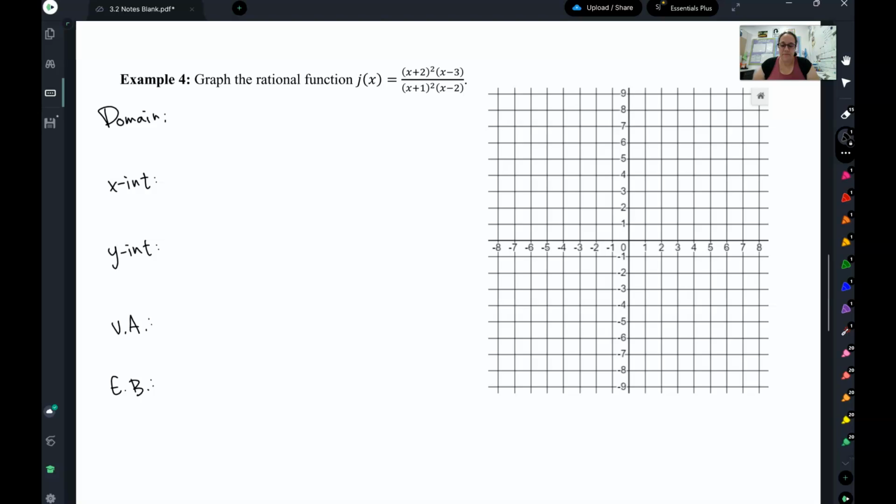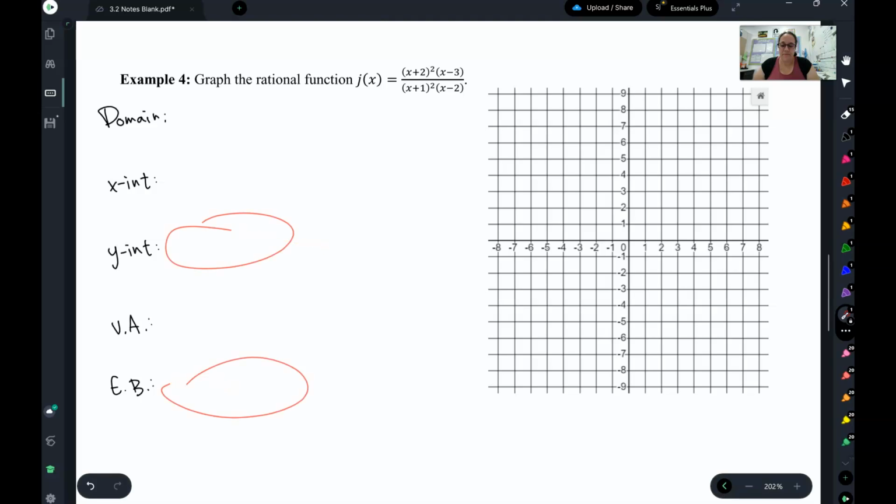So what I'd like you to do is pause the video and find the domain, x-intercepts, and vertical asymptotes on your own. Then come back to the video, check that those are right, and we'll do the y-intercepts and end behavior together.